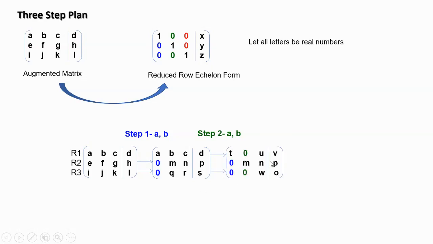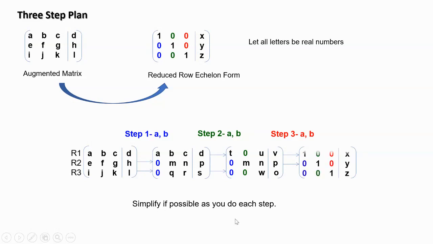there are my zeros. Now my third step: the u and the n must be zeros. So in step 3, row 1 is going to change because the u must be a 0 and the n must be a 0. And simplify if possible as you do each step, which I'll explain as I go along when I do an actual example. Okay, now this is the method, the math notation, right?